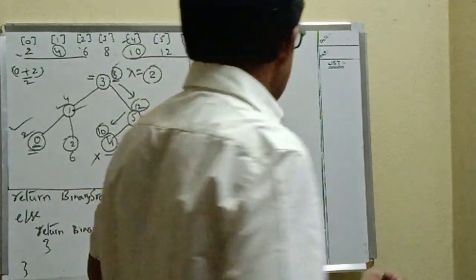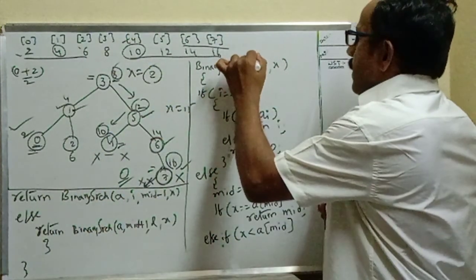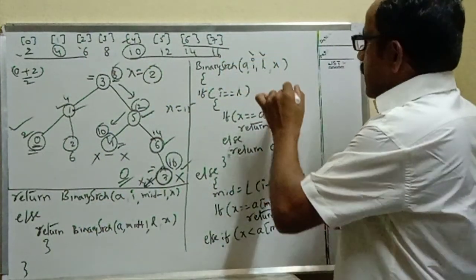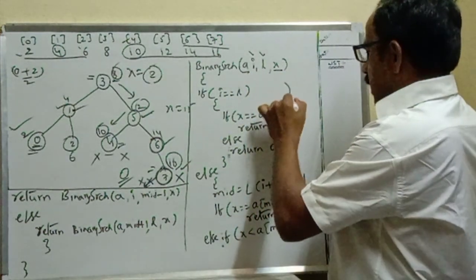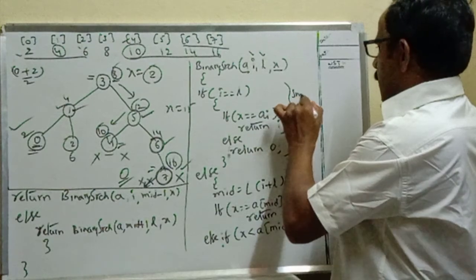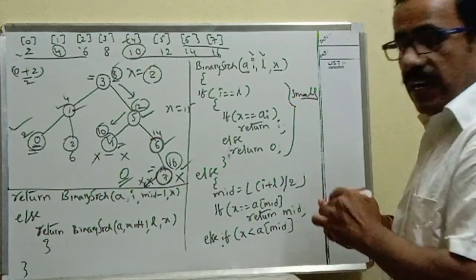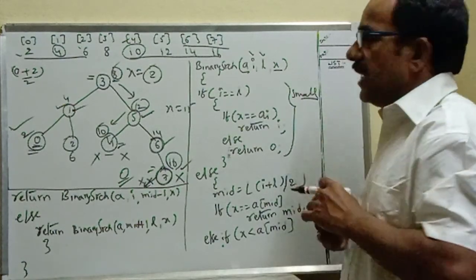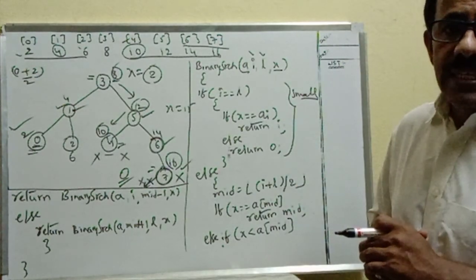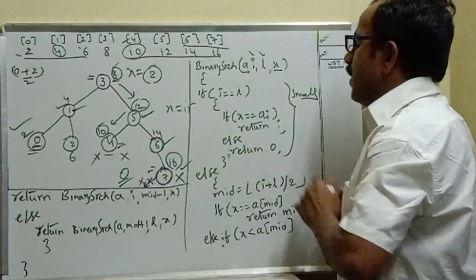Initially, what is the procedure syntax? Suppose we take the low location number as I, the high location number as L, the searching element as X, and the array as A. Initially, we need to verify whether the problem is small or not. According to the divide and conquer approach, first we need to verify whether the problem is small. How can you say the problem is small? If only one element is there, then we say that it is the smallest problem.